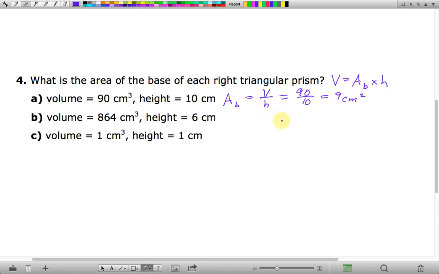And for part B, it's the same kind of thing. You would do area of base is the volume, 864 cubic centimeters, divided by the height, 6 centimeters. And if you do that, you get 144 square centimeters for the area. And finally, 1 divided by 1, so that's obviously 1 square centimeter for the area of the base.